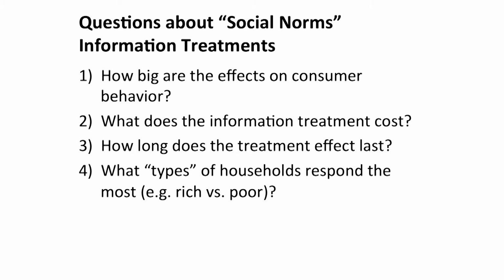There are several questions about the effects of social norms information treatments. First, how big are the effects on consumer behavior? Second, what does the information treatment cost? Third, how long does the treatment last? Fourth, what types of households respond the most to information on social norms? This is a new area of research in the water sector. What do you think researchers have found?